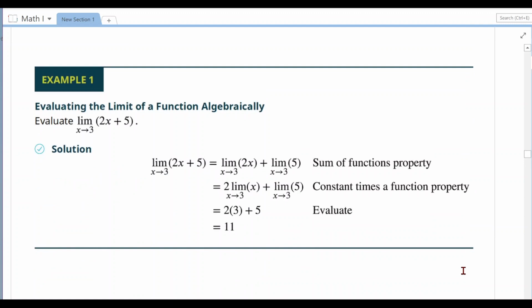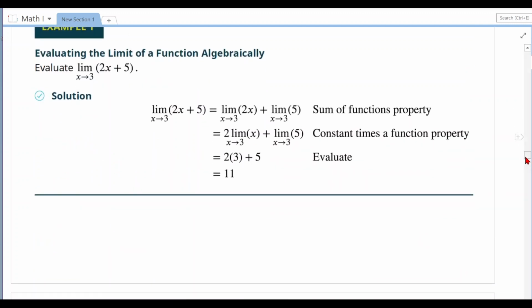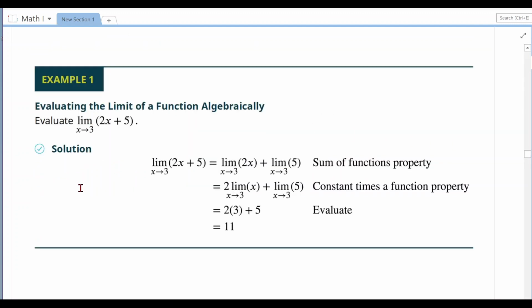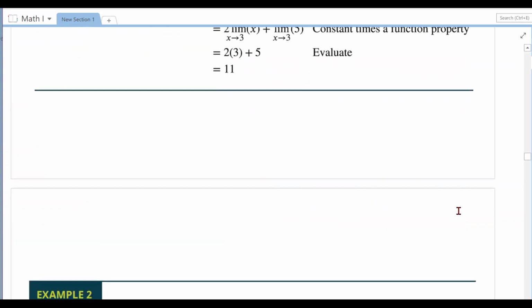Let's do a couple of examples. Evaluate the limit of a function algebraically. The limit of 2x plus 5 as x approaches 3 is simply by substitution, x equals 3. So the limit of 2x plus the limit of 5, by substitution, 2 times 3 equals 6, plus 5 of a constant, 6 plus 5 equals 11.